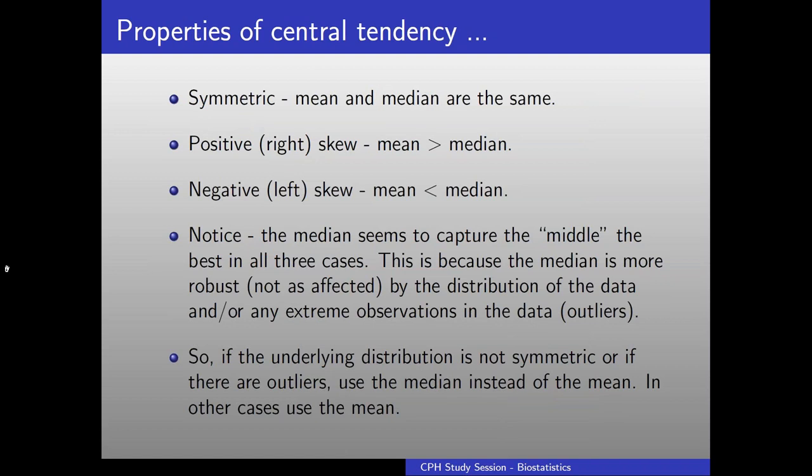As I said, for a symmetric distribution the mean, median, and mode are the same. With positive and negative skew, the mean is greater than the median or the mean is less than the median, respectively. The median seems to capture the middle or central part of the distribution best in all three cases because the median is more robust. It's not as affected by skewness or even outliers. So the general rule of thumb is that if the underlying distribution is not symmetric, you may use the median. If it is symmetric, the mean is probably more useful because there are nice properties associated with the mean.